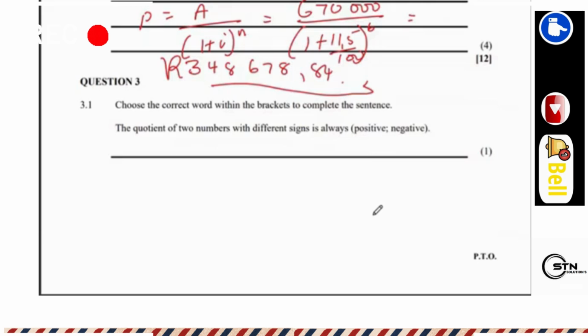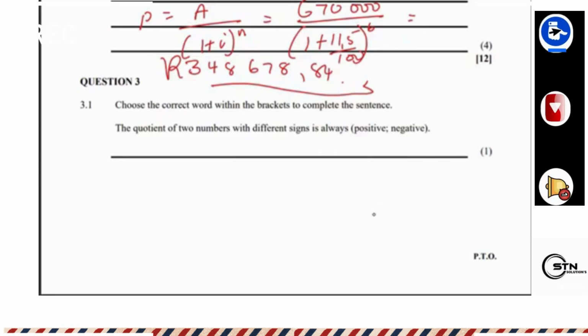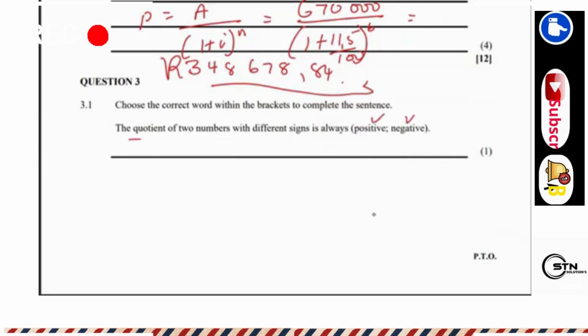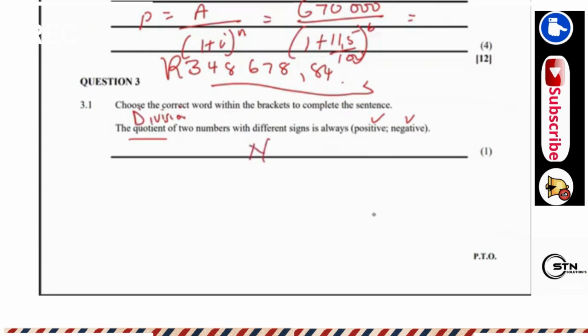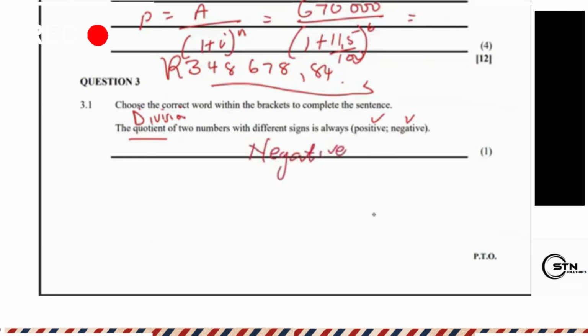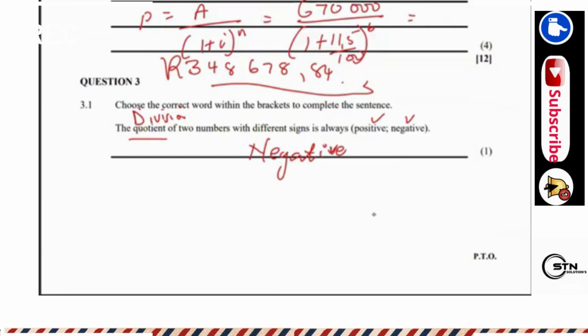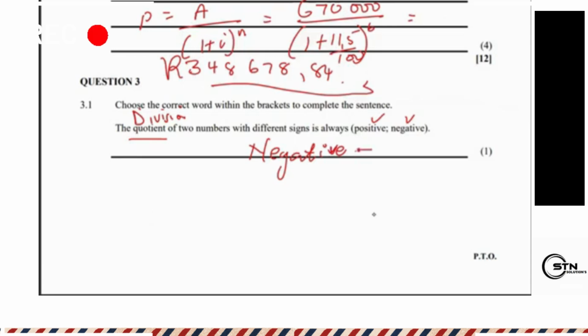Okay, question 3. Choose the correct word within the brackets to complete the sentence. So the quotient of two numbers with different signs is always positive or negative. Now, what does the word quotient mean? Quotient is more like the division. So the division of two numbers with different signs. The answer is going to be negative, because when you're dealing with integers, the opposite signs must always give you a negative, and the same signs must always end up positive.